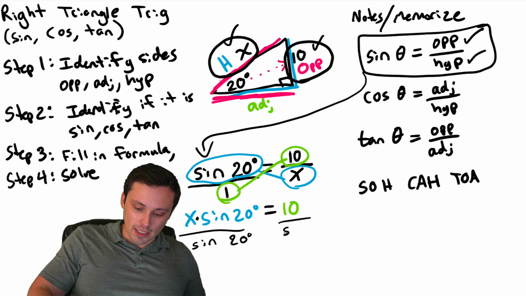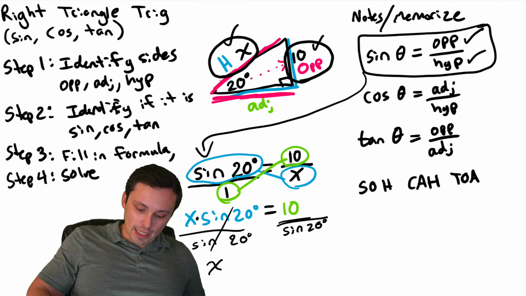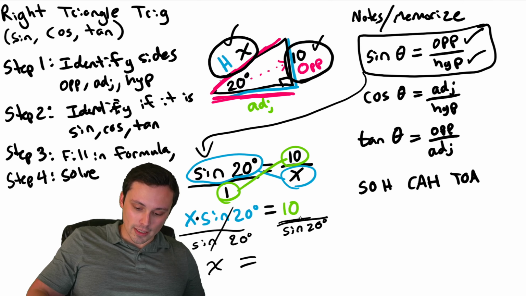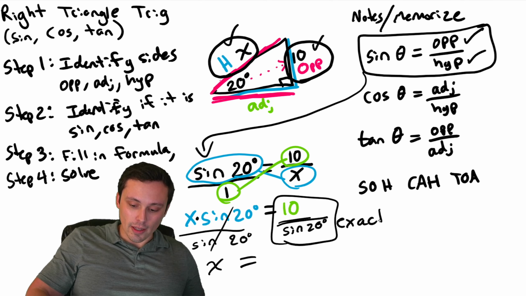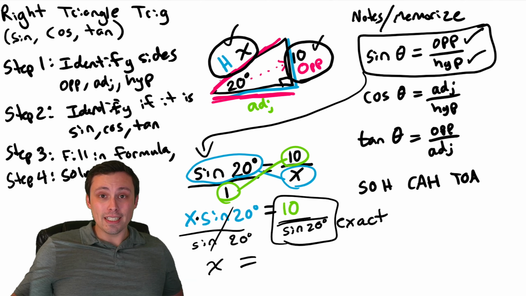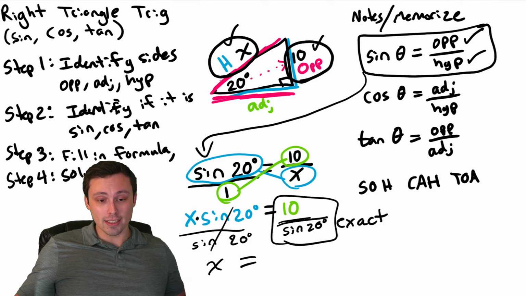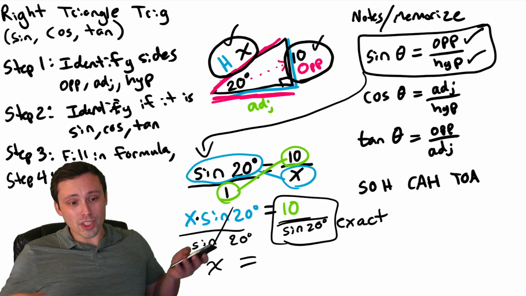Sine 20 is just a number. That's all it is. And when you do that, that reduces to 1, and we're left with x equals 10 divided by sine 20. If you want an exact answer, that's it. That's your exact answer. But usually, since I have no idea how big 10 divided by sine 20 is, we're going to want to turn that into a decimal, in which case you'll need a calculator.